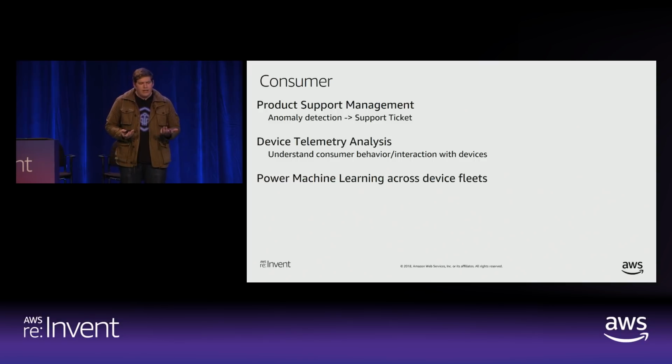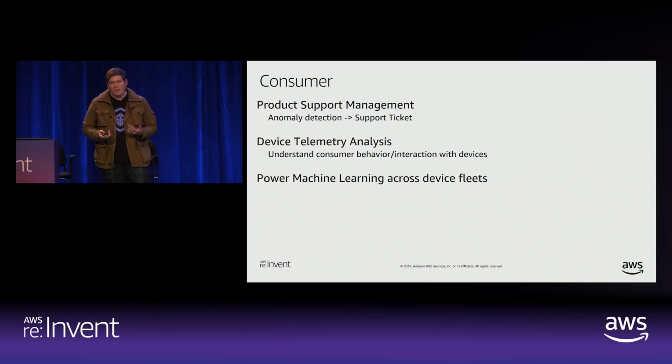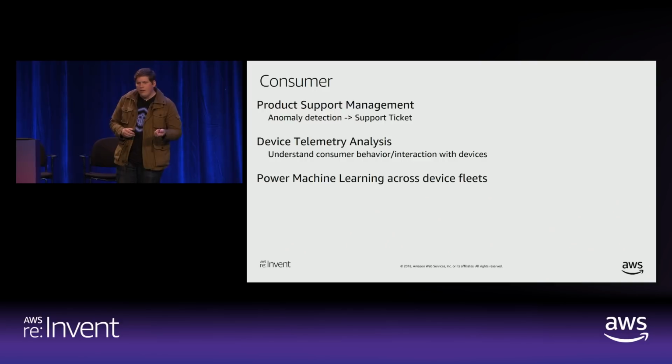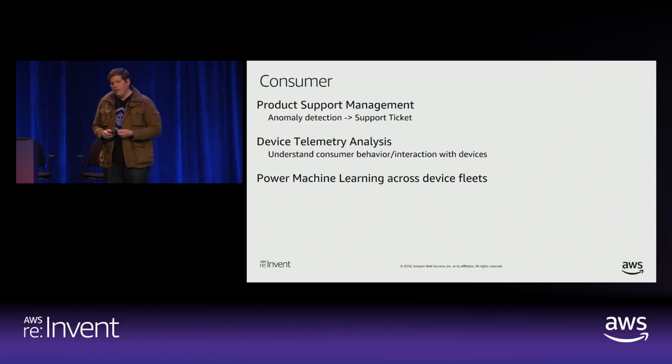Also, just understanding how consumers interact with things like TVs or smart fridges. Everyone went and made everything smart, but then they don't really know how their consumers are actually using them and what features are the most important. And then really being able to power machine learning across large device fleets. So this is going to enable them to find those rare anomalies that are occurring that could lead to a fault and a bad experience for their customer because they're able to look across such a wide range of devices.